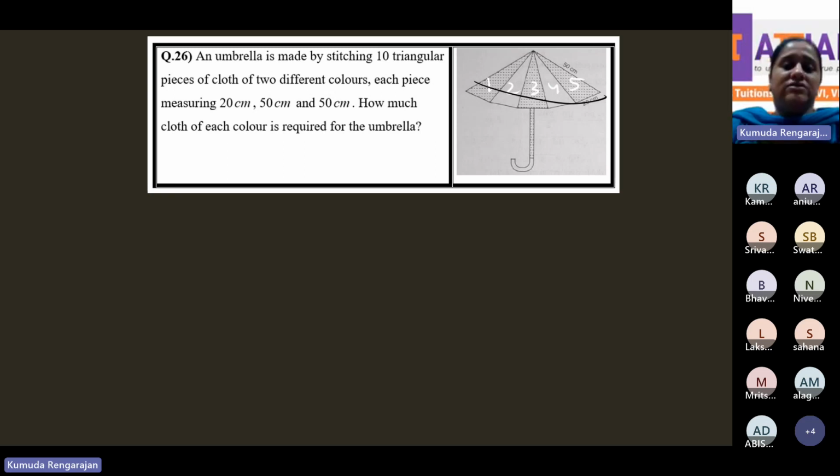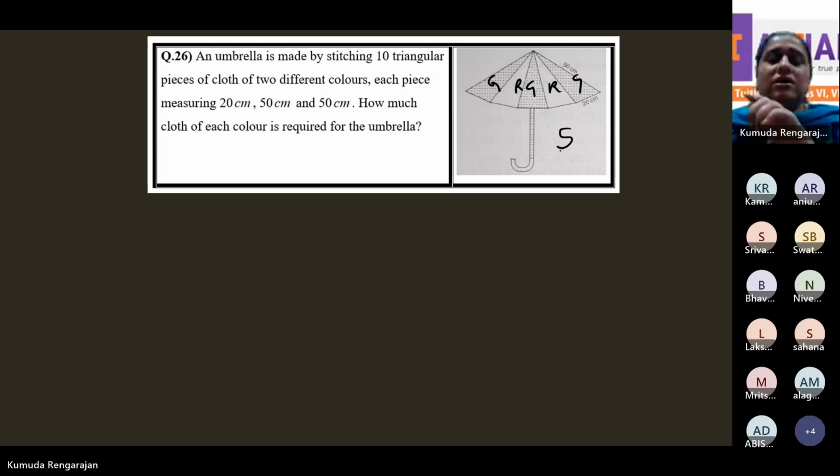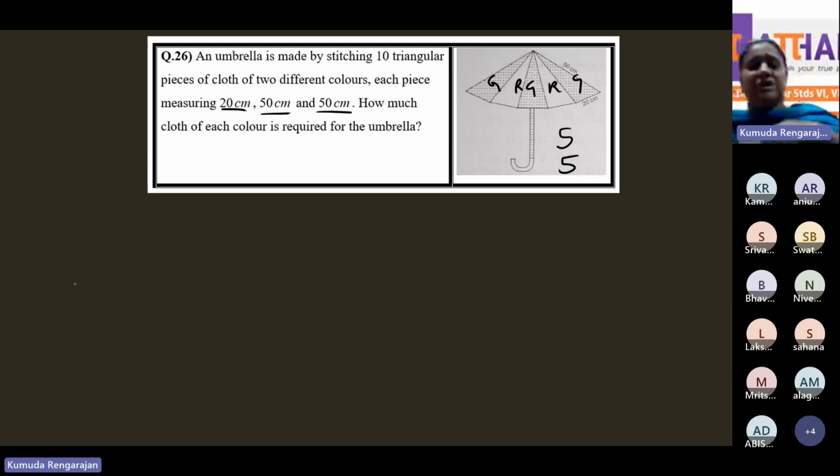Of two different colors. So maybe this is green, this is red, this is green, this is red, this is green. So they've used five triangular pieces of green color and 5 triangular pieces of red color. But all the triangles have the same sides, 20, 50 and 50.